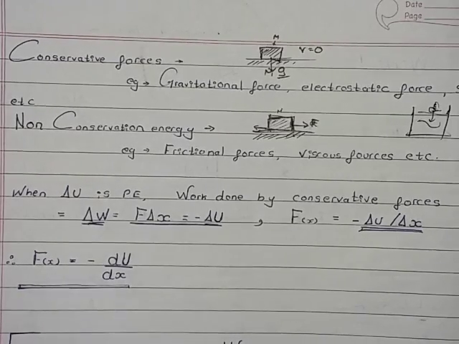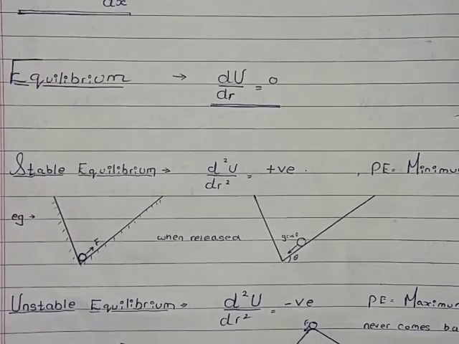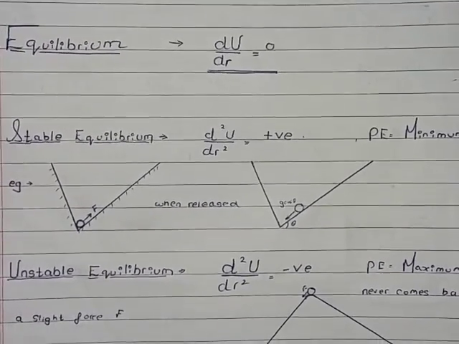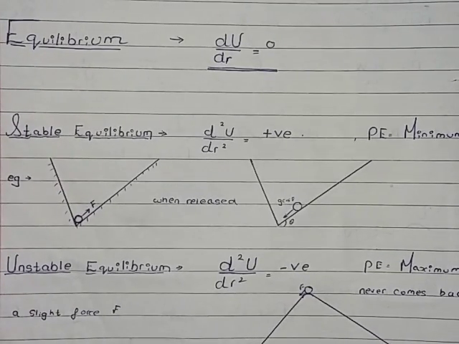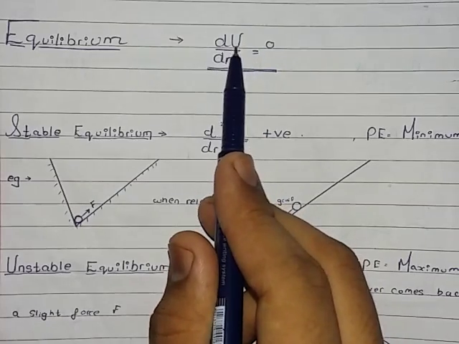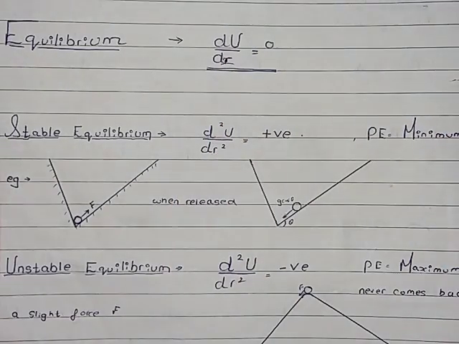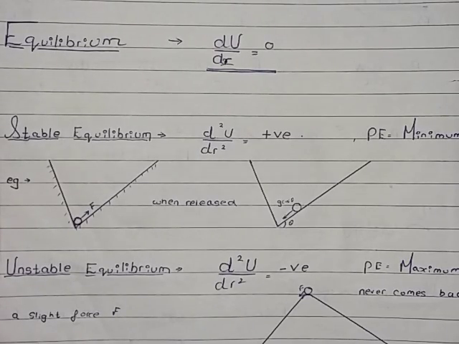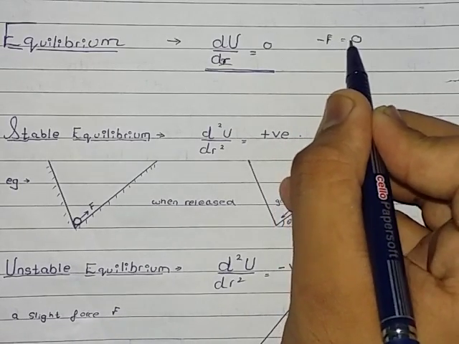Now our next subtopic is named equilibrium. Very easy, guys, don't panic. This is a very easy topic having very good weightage. Equilibrium is obtained when the change in potential energy per change in displacement equals 0. What is dU by dx? Minus of F equals 0.